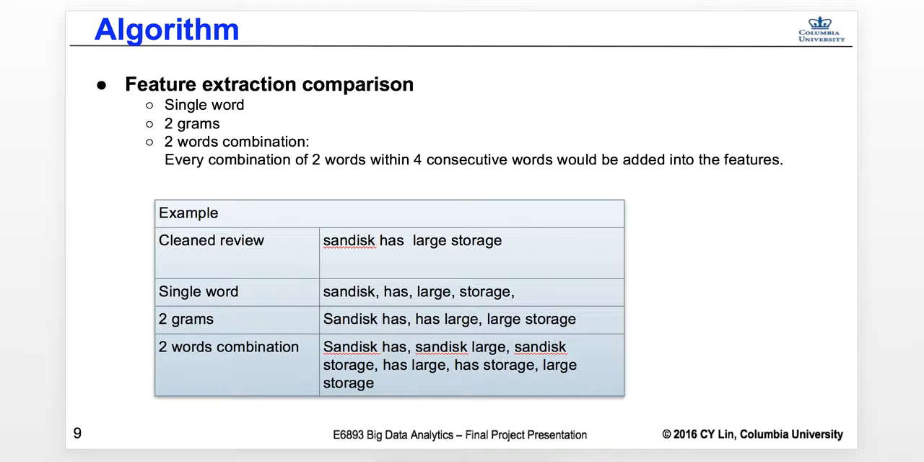For the feature extraction, we consider three candidates. The first one is the most common one, the single word. The second one is the 2-grams, which are two consecutive words in the reviews. And the third one is a two-word combination, which is every combination of two words within four consecutive words in a sentence. So here's a simple example of them.